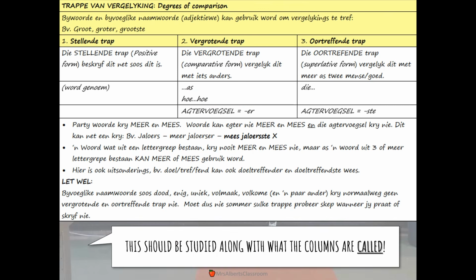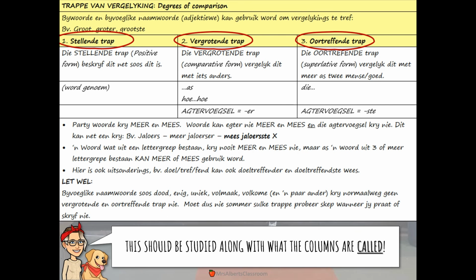Trappe van vergelyking. Okay, so you should study it along with what they are called. So when we look here, stellende trap is the first one, vergrotende trap is the second one, and normally you would have the word as or hoe to show you that it is vergrotende trap in a sentence, and then oortreffende trap, the last one, has the word die to show you which one of the steps it is going to be. If it is a as or a hoe, then you're going to add an ER. If it is D, you're going to add STE.